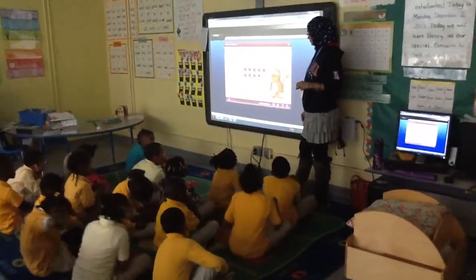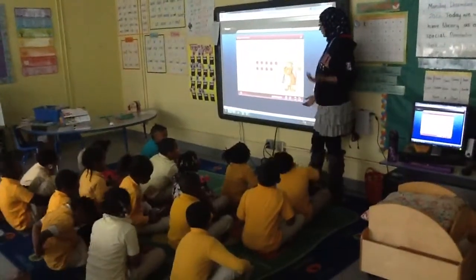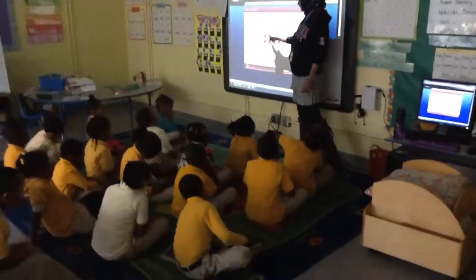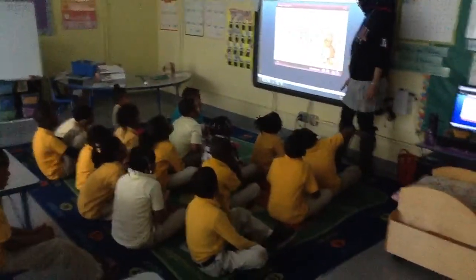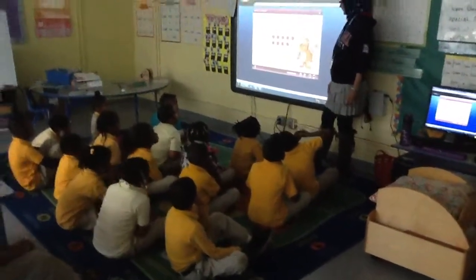One 10 frame will have one more counter. So the only difference now is one 10 frame is completed, right? And the other one isn't. The other will have one fewer counter.